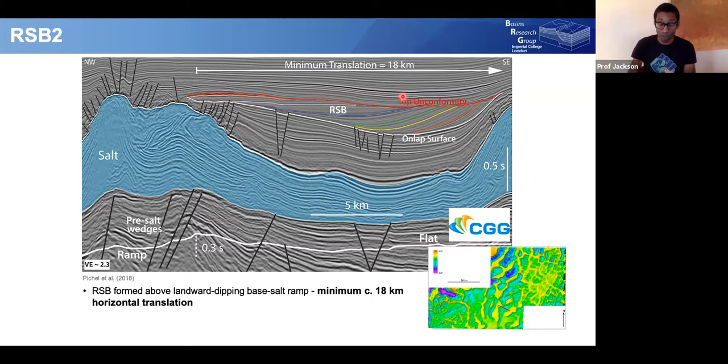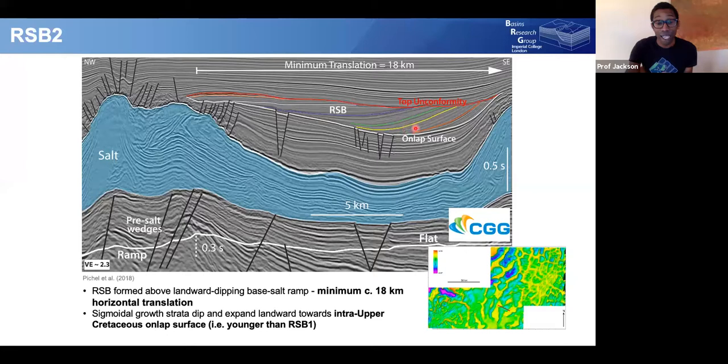What I also want to draw your attention to here is the fact that these horizons onlap onto this white horizon, but this white horizon is not top Albian here. Top Albian is slightly deeper, it's here, I'm tracing it out. So the onlap surface of the Ramp-Syncline Basin here is quite a bit younger than the one we saw in Ramp-Syncline Basin 1, suggesting that the translation started later. So there is some diachronity already in the onset of translation, also variability in the magnitude of translation.